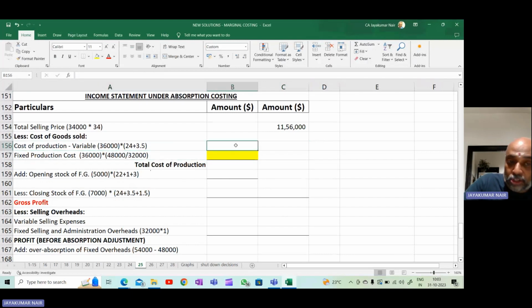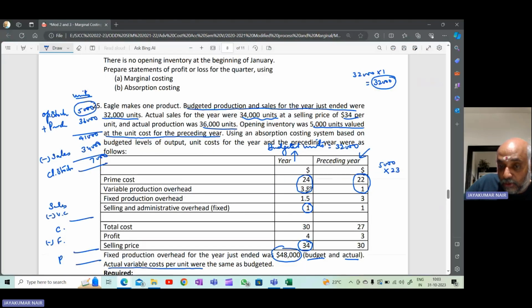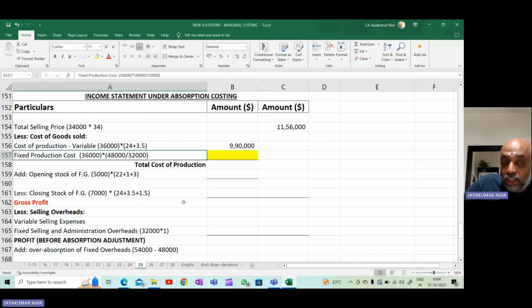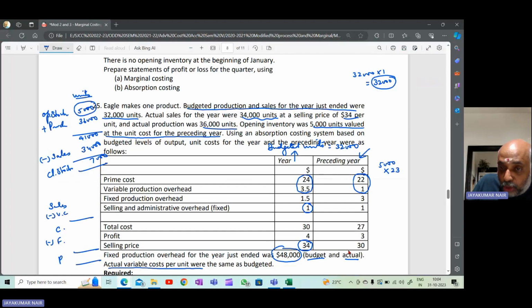So what is the variable cost of production? You are producing 36,000 units, and the variable cost of production, as we have already done, is 24 plus 3.5. That is the variable cost of production. Now, in absorption costing, you also have to take into consideration the fixed production cost. How do you do that? The absorption rate is given to you. What is the absorption rate?